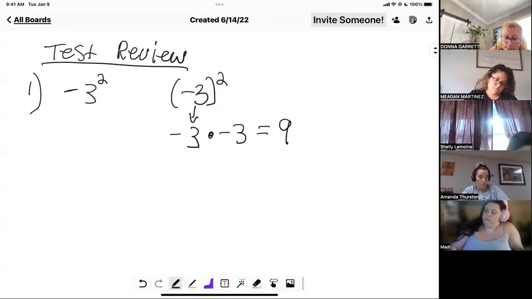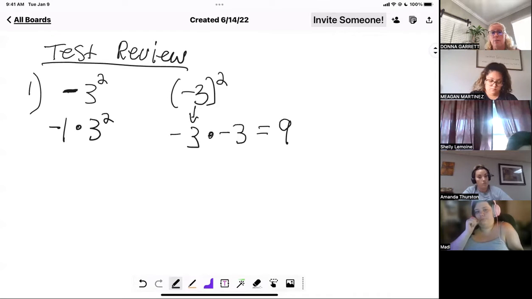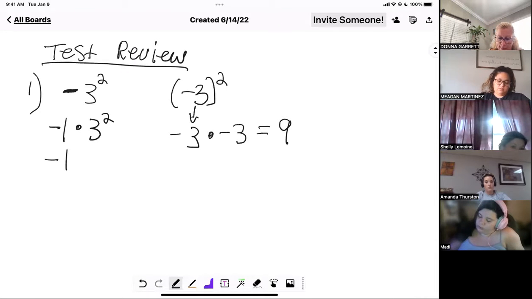See how it's not in parentheses? See that negative? I want you to think of it this way, as -1 times 3 squared. That's what it really is. The only thing that is being squared is the 3. That negative is going to be in the answer. So think of it this way: it's -1 times 3 times 3. That's really what that means. It's not -3 times -3. It's -1 times 3 times 3. So that would make -9.